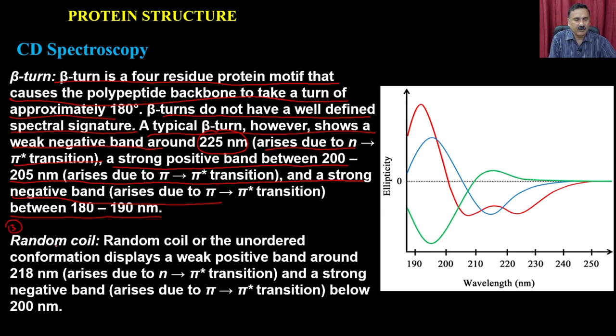So this is the random coil. Random coils are unordered protein structures that display a weak positive band around 218 nanometers arising due to the n to pi star transition, and a strong negative band arising due to the pi to pi star transitions below 200 nanometers. So this is what it is showing: below 200 nanometers is what you expect in the unstructured random coils.